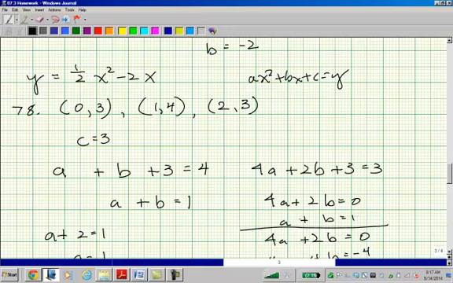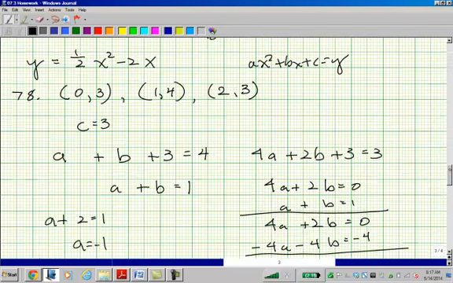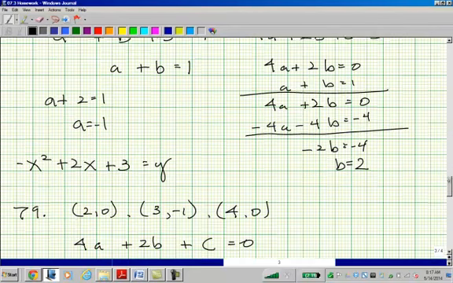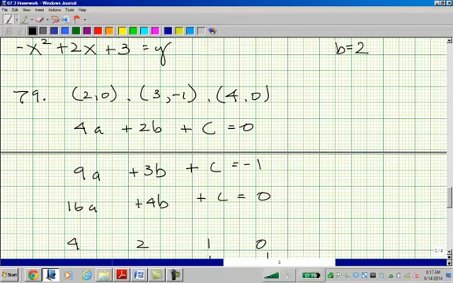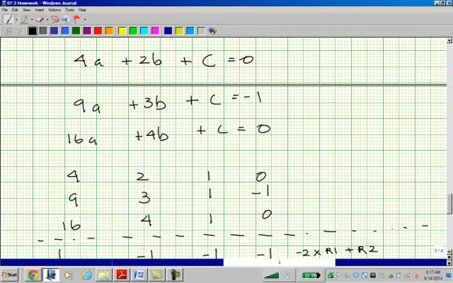And then we're going to use a plus b equals 1 to solve the system. Now we have a system of 2 equations, and we end up with a equals -1 and b equals 2, along with c equals 3. Negative x squared plus 2x plus 3 equals y. And then for 79, you do exactly the same thing.